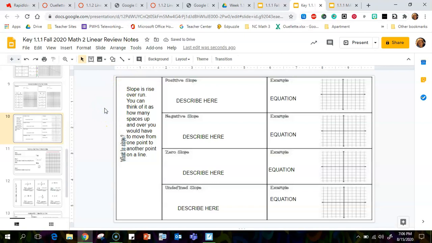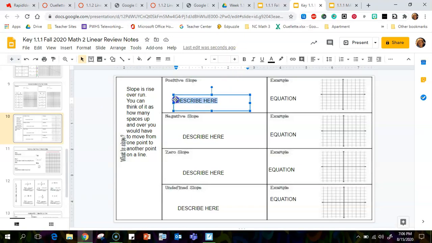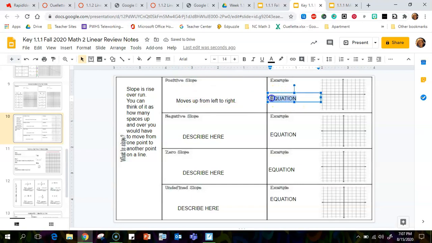So we describe lines as having a positive slope, a negative, a zero, or an undefined slope. Okay, so a positive slope, what that looks like is as you move from left to right, the line goes up, because you know up is a positive direction. An example of a line that would have a positive slope would be y equals 2x. So type that in right there.